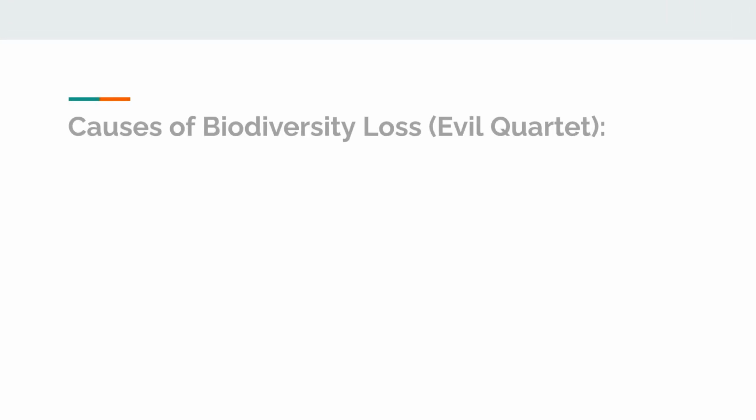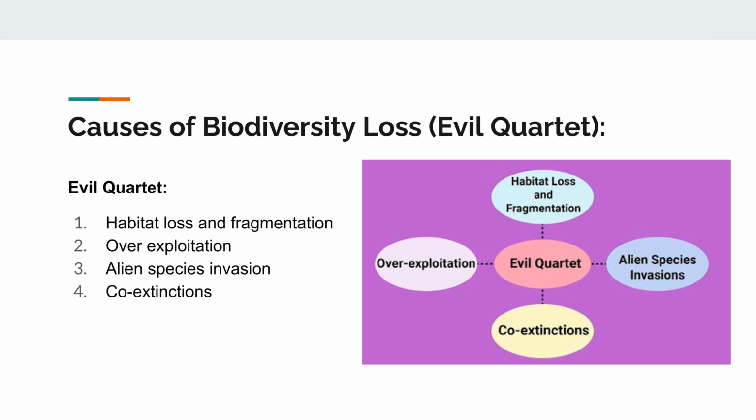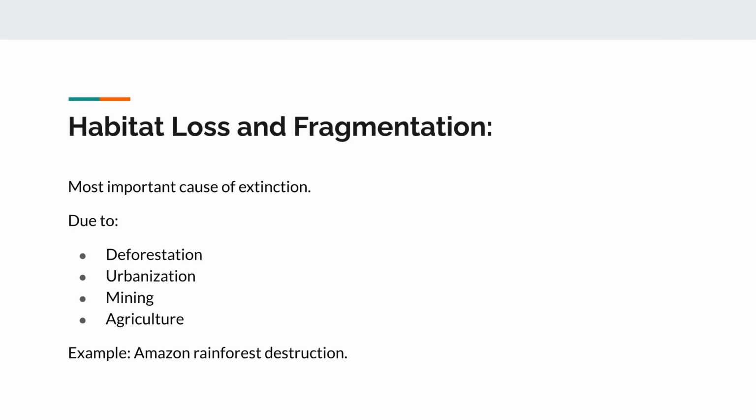The main causes of biodiversity loss are known as the evil quartet. These include habitat loss and fragmentation, overexploitation, alien species invasion, and co-extinctions. Habitat loss and fragmentation is the most important cause of extinction, driven by deforestation, urbanization, mining, and agriculture. A critical example is the destruction of the Amazon rainforest.